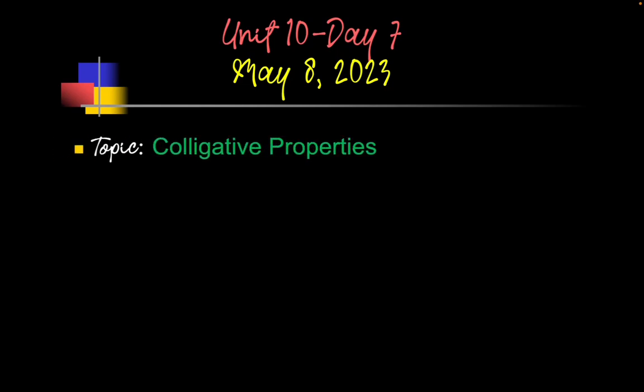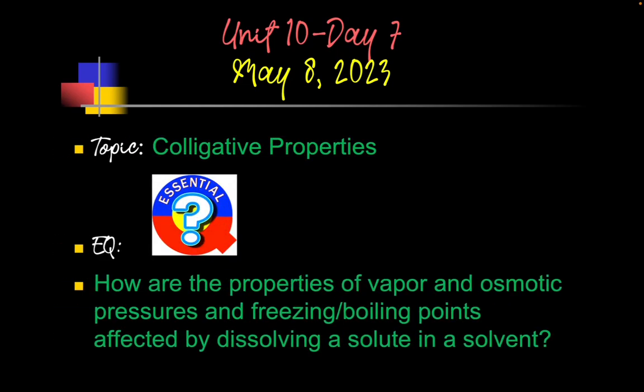The topic for today is colligative properties, and the essential question is how are the properties of vapor pressure and osmotic pressures and freezing and boiling points affected by dissolving a solute in a solvent? So the idea here is that you no longer just have a pure solvent, just one type of particles, but you have things mixed together. How does that change some of these things called colligative properties?